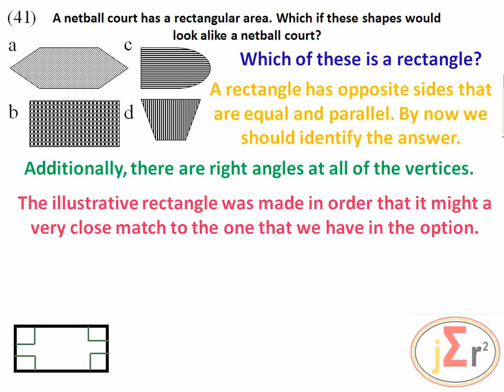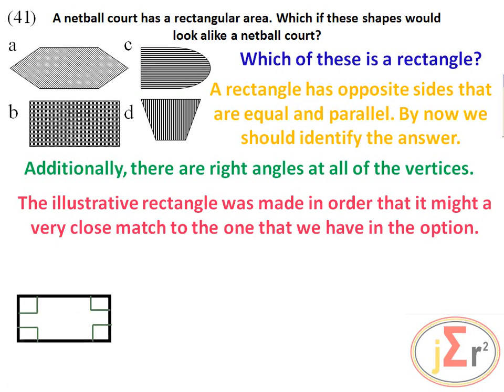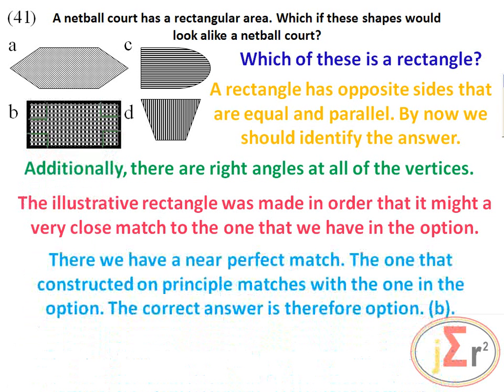So we have our illustrative rectangle right here. It was designed to be a close match to the one that we have in the option. And our illustrative rectangle is there, showing that a rectangle has opposite sides that are equal. These opposite sides are equal also, and that all vertices are right angles. There we have a near perfect match. The one that was constructed on principle matches with the one in the option. The correct answer is therefore option B.